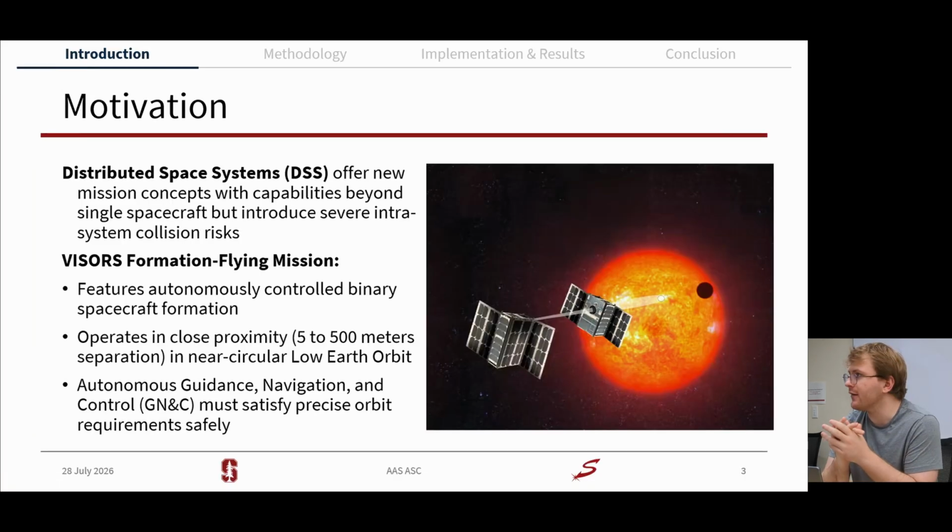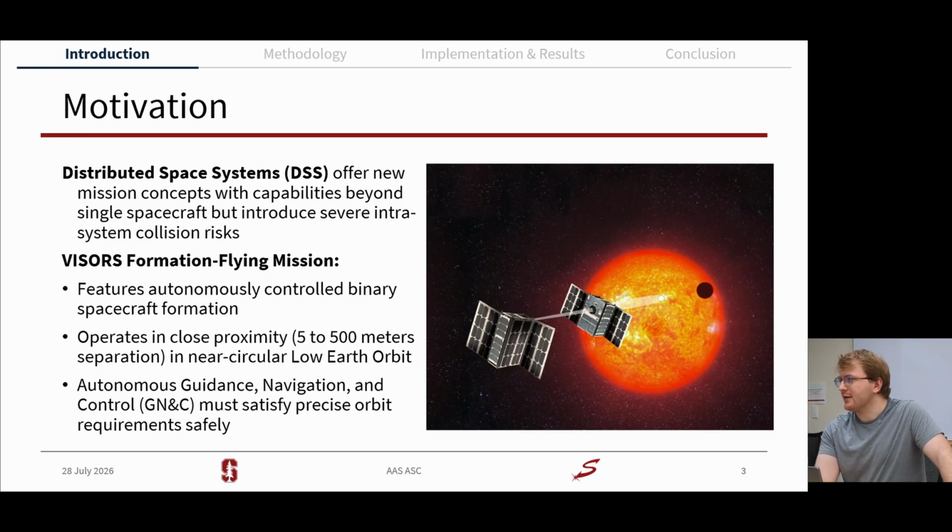First of all, why are we here? Distributed space systems are an emerging and very impressive field where we have the capability to do new mission concepts and objectives that we have not been able to do before. I have the pleasure at Stanford University to work on the VISERS Formation Flying Mission, which is a collaboration between multiple universities and NASA, where we create a distributed spacecraft telescope with a 40-meter focal length separation between a detector and an optics spacecraft, or an optics and a lens spacecraft, that will operate in close proximity, ranging from tens of meters to hundreds of meters, 5 to 500 meters, in low Earth orbit.